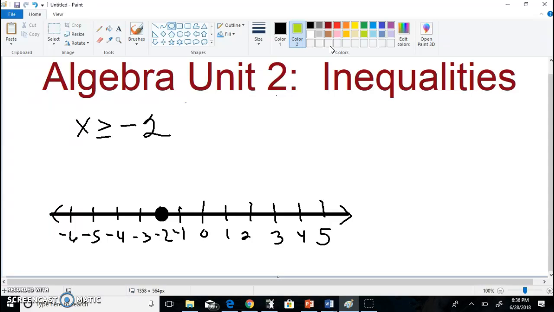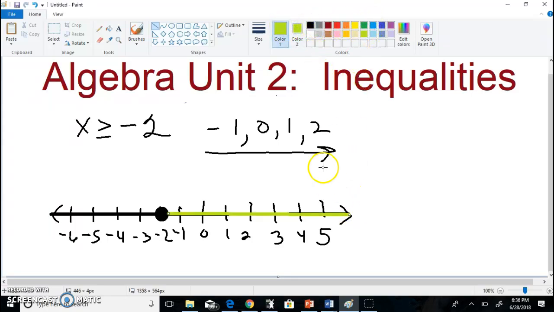Okay, now which direction are the numbers that are greater than -2? Numbers that are greater than -2 are numbers like -1, 0, 1, 2, and so on and so forth. So they're the numbers to the right. So we are going to shade our line to the right of -2, and we are going to shade the arrow as well. And that's how you graph your basic inequalities.